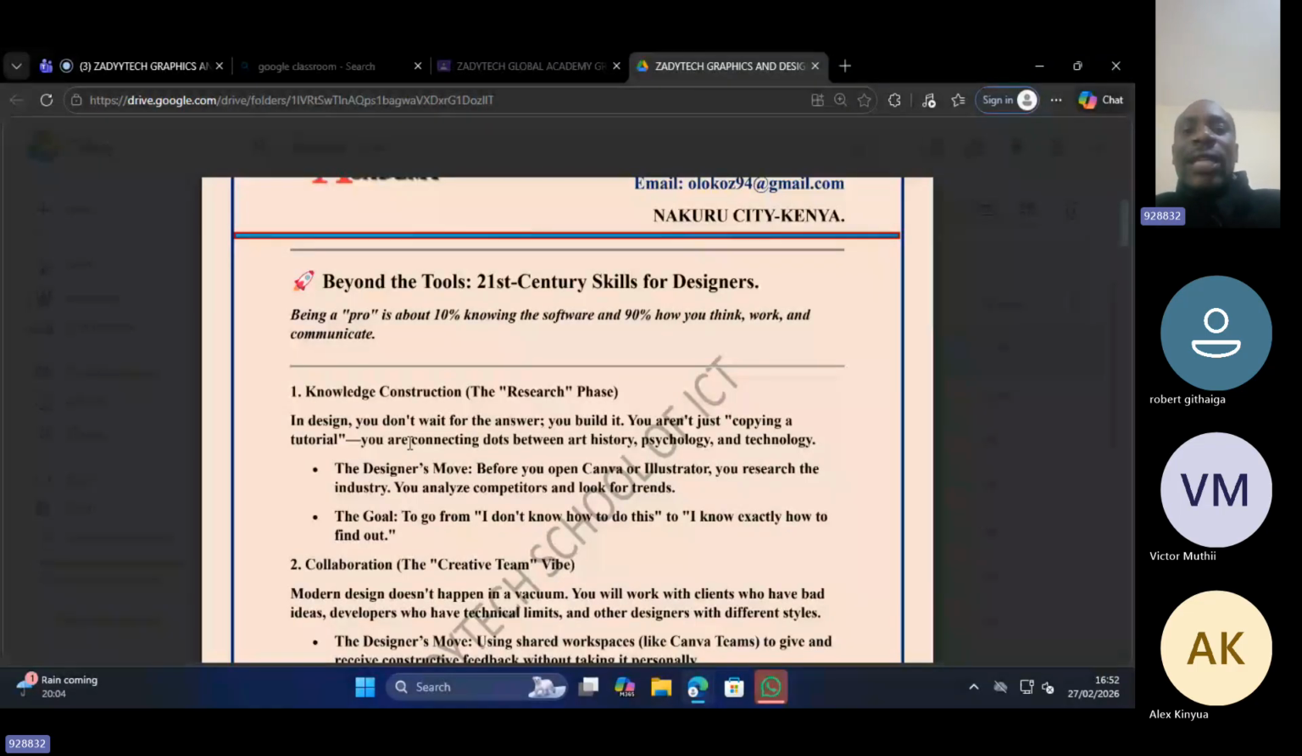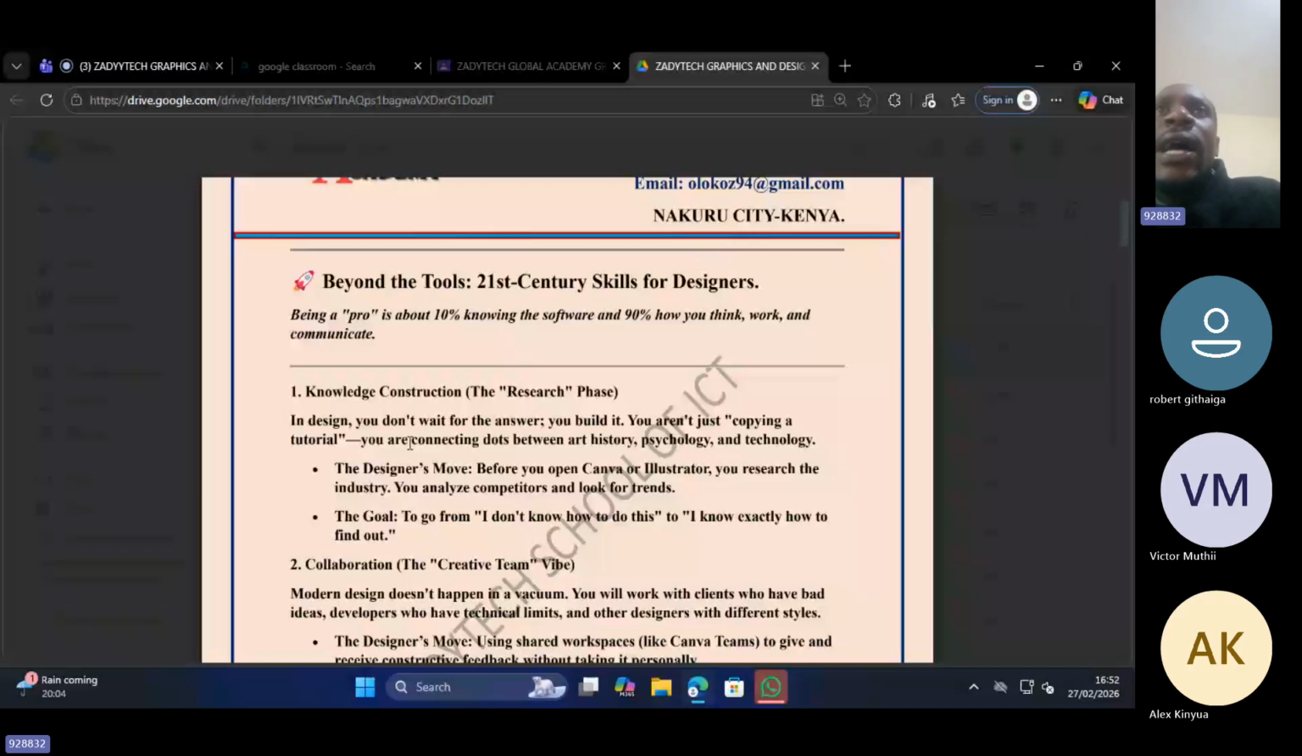Yes, ensure that every time you approach a business or you are looking for a potential client, you always communicate value. And for you to communicate value, you must be very conversant with knowledge construction skills. You must have these critical thinking skills, because this becomes your research point.